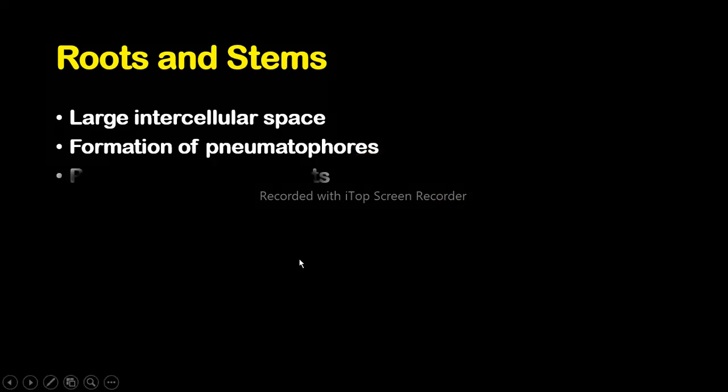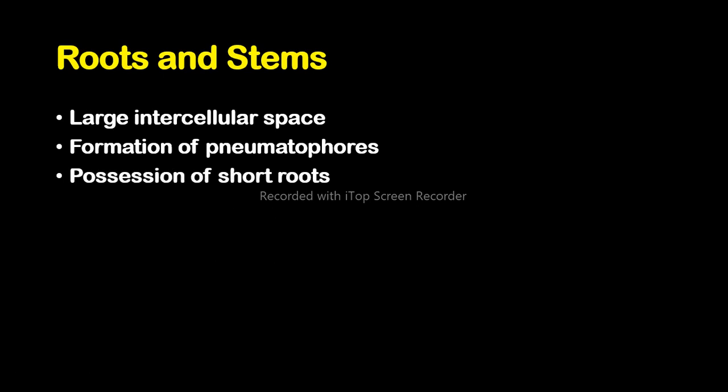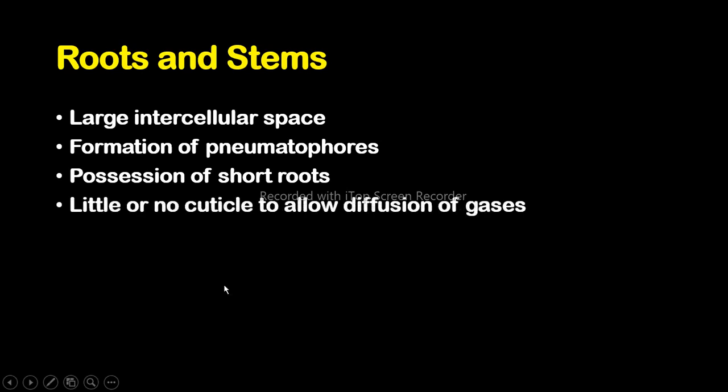Then, possession of short roots, short and close to the ground where oxygen is plenty. The air in the soil is plenty in the topsoil. So when you possess long roots that dig deep, deep, deep in the ground, then obtaining oxygen becomes a challenge.